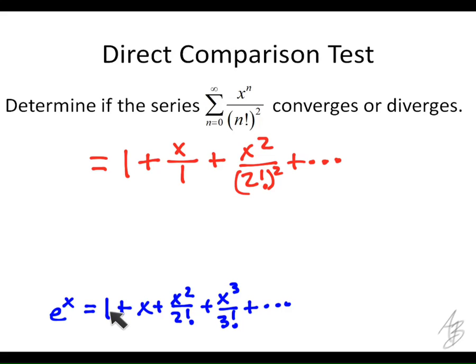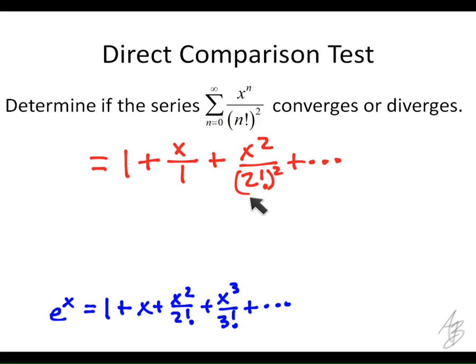The e to the x series converges for all x values. Doesn't matter what x value we put in. If we have enough terms, this is going to be essentially the same as this within some threshold of accuracy. And if we add infinitely many terms, they're going to be equal. So this is going to converge for all x values. So this right here is a series that we know converges, and it's very similar to the series that we have in question here. We want to know if this series is going to converge or diverge.